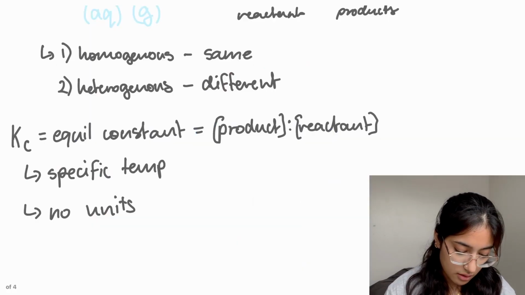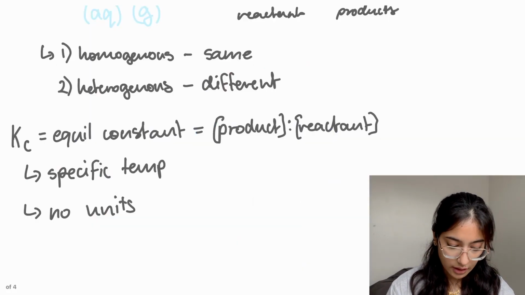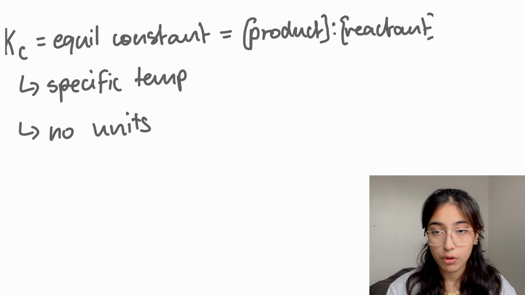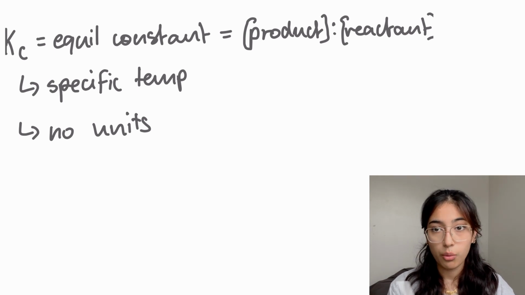Okay, then what is actually the point of calculating Kc? Why do we need this? It's because we can use it to predict the relative amounts of reactants and products, and therefore we can figure out what the equilibrium position is, or what is getting favored, or whether there are more products than reactants.